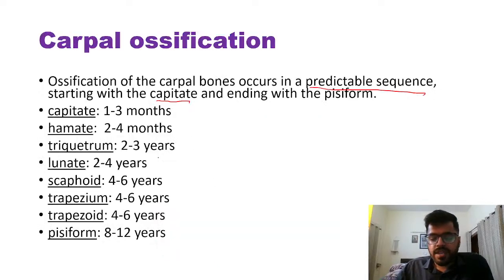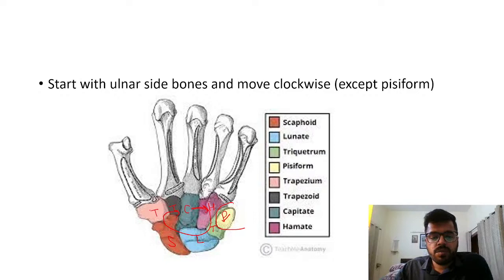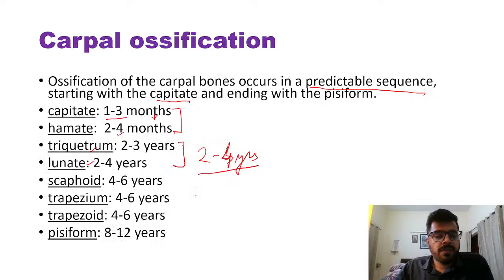So capitate ossifies at 1 to 3 months, followed by hamate 2 to 4 months. These two ossify first. After that, 2 to 3 years. Remember, 2 to 3 years, or maybe 2 to 4 years we can do. 2 to 4 years, there is triquetrum and lunate. Just going clockwise. Capitate, hamate, then triquetrum and lunate at 2 to 4 years. Then we have scaphoid, trapezium and trapezoid at 4 to 6 years. 2 years gap. Previously it was 2 to 4, now we have 4 to 6.